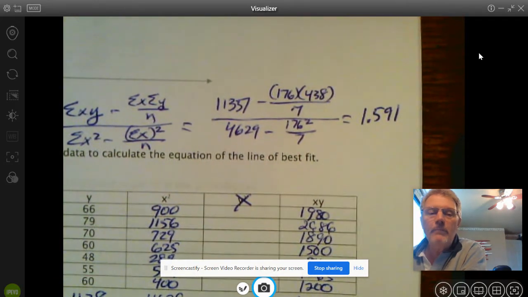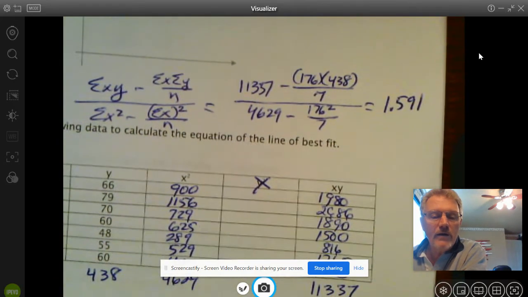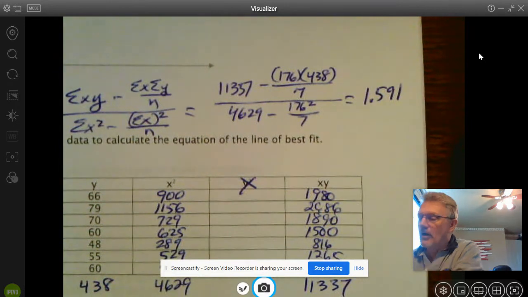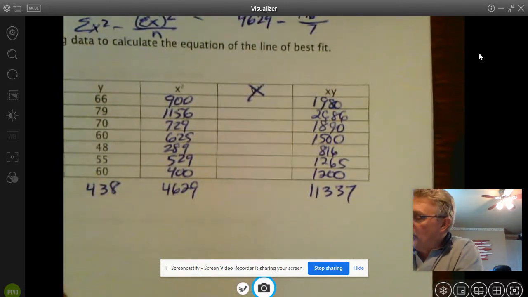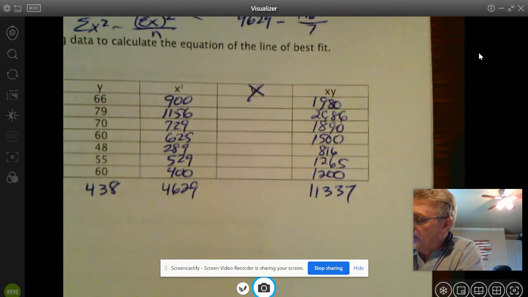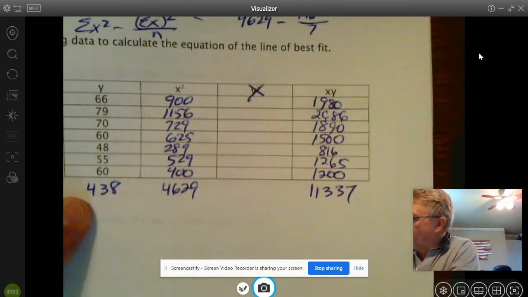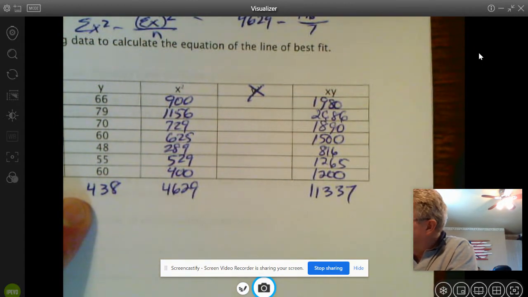I'm remembering that being a different number, so I've got to check and see. I might have done something wrong here, but we'll take a look and see. What about that 438? Stat, calc, one variable stats on list 2.